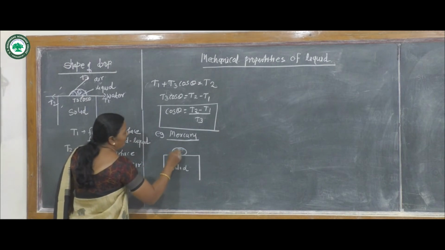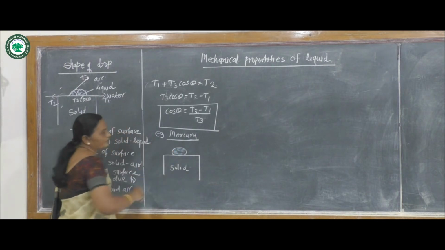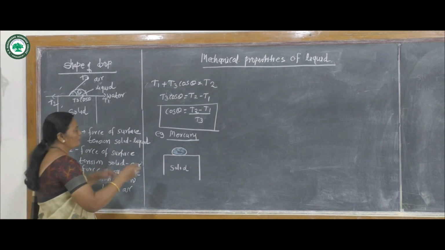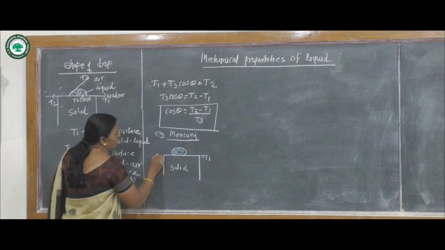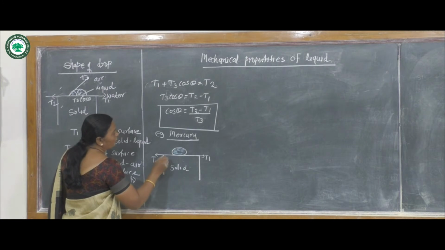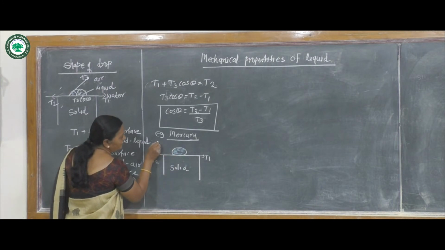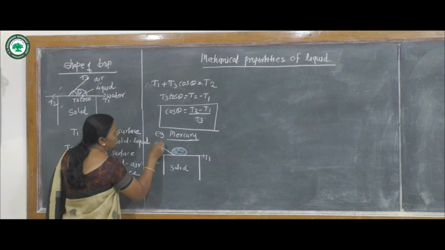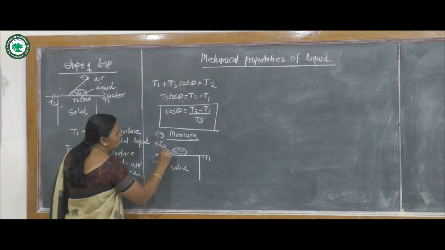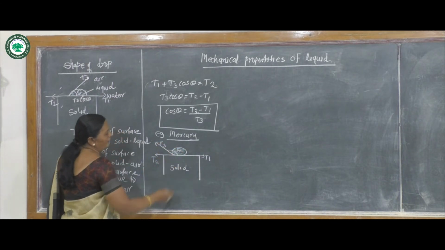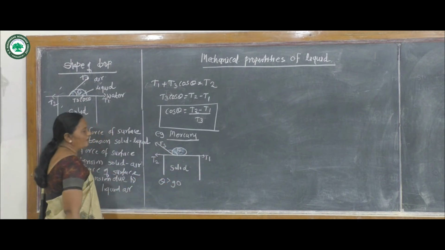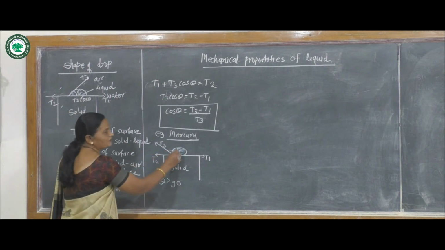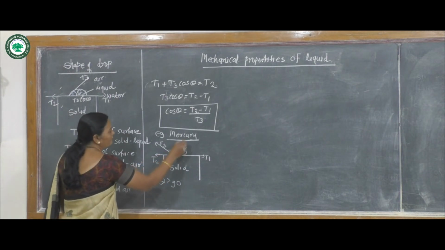Then, to form the drop, the forces acting on the drop: the first force is T1. Another force, the force of surface tension, is T2. And for the third force, draw the tangent to this liquid surface, and it is T3. The angle of contact is theta. In this case, theta is greater than 90 degrees. The angle is obtuse here for mercury.